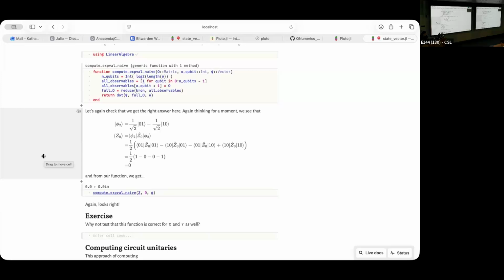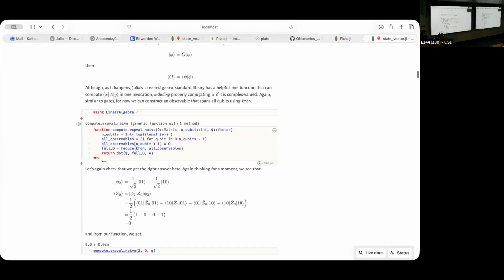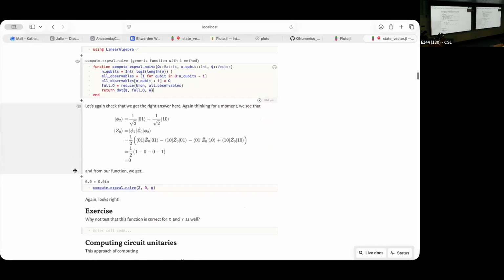And then I can write a function that's really similar to the gate application naive method, but now for computing some expectation value. Where I have some observable O that I want to measure, some qubit that I want to measure it on. So again, I'm just going to look at the single qubit case here, and then some state vector psi that I want to measure it with respect to. And again, I just compute the number of qubits, form the full matrix that represents O, and then finally compute the dot between psi and full O.